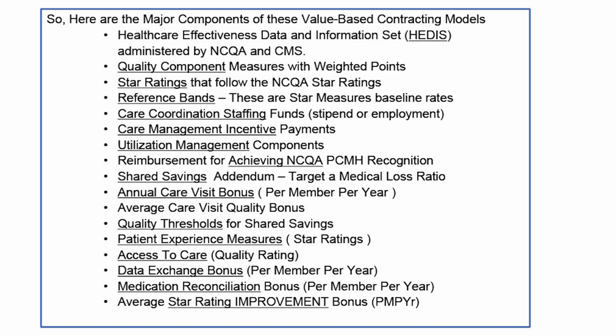So here are some of the major components of the payments you can receive under these value-based contracting models. For instance, achieving HEDIS measures, the Healthcare Effectiveness Data and Information Set, quality components measures, star rating incentive, reference bands, care coordination staffing, care management incentives, reimbursement for achieving NCQA status, shared savings incentives, annual care visit bonuses, quality thresholds, patient experience measures, access to care incentives, data exchange bonuses, medication reconciliation, and even star rating improvement payments are available to you.